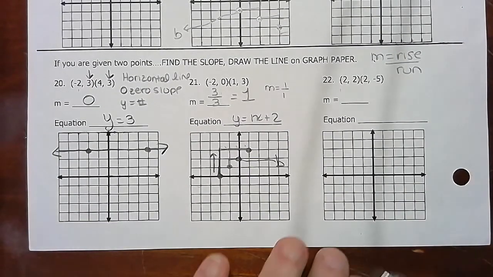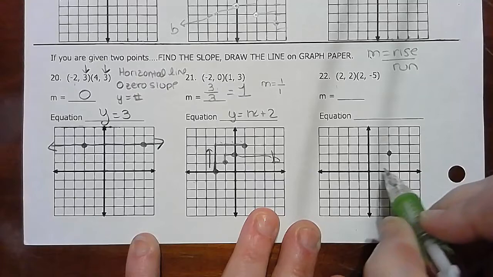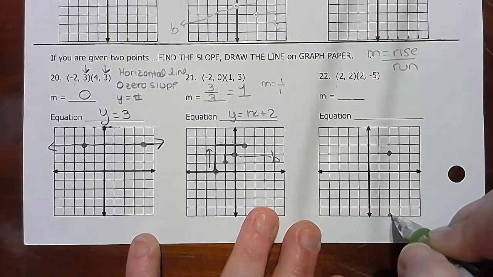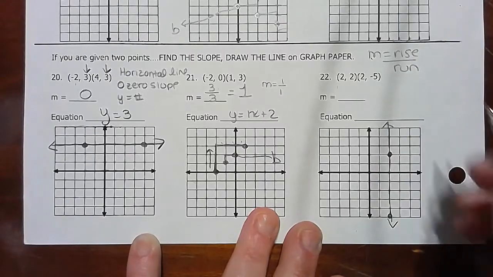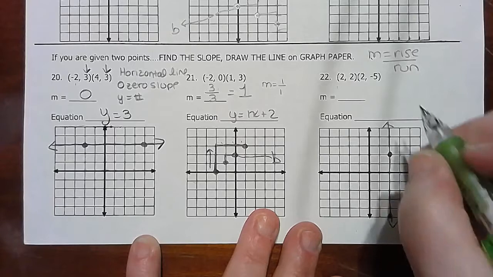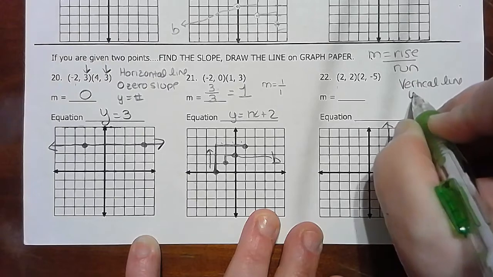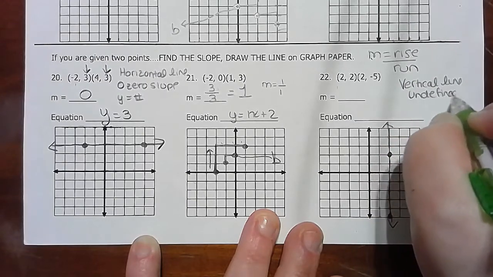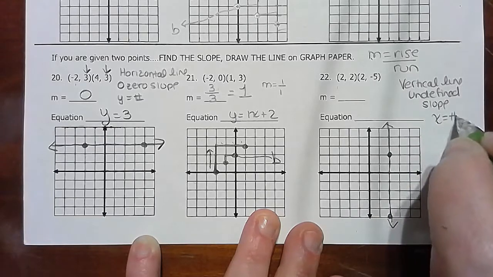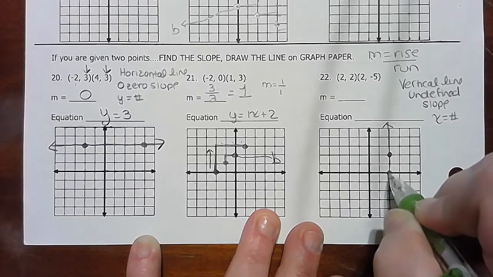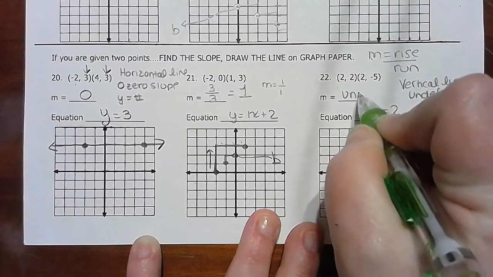All right, let's look at our last one. We've got 2, 2, and 2, negative 5. And that's down here. If you connect that with a line, that's a vertical line, right? So that's a vertical line with, remember that a vertical line has an undefined slope and its equation is x equals some number. So this is x is equal to wherever it hits the x-axis, which is 2. X is equal to 2, your slope is undefined.